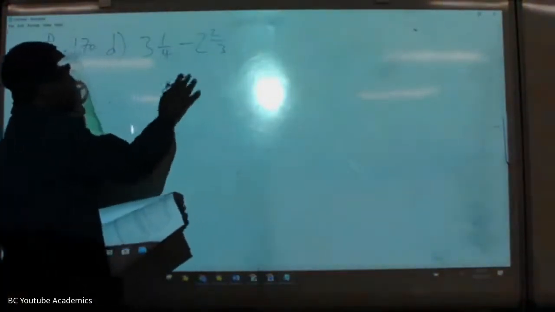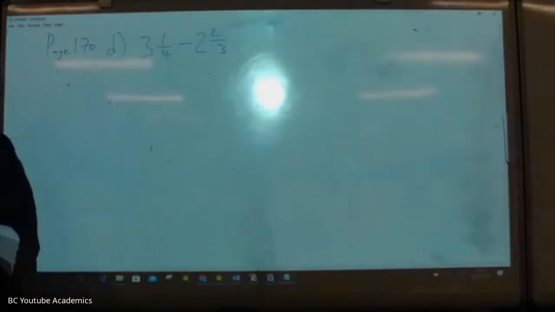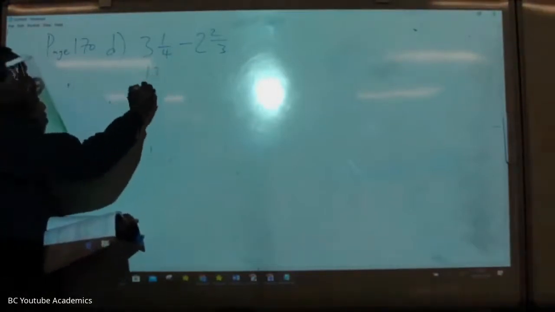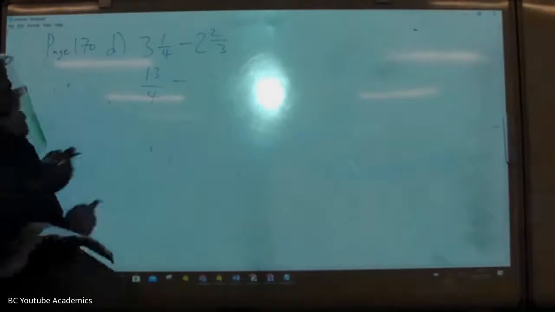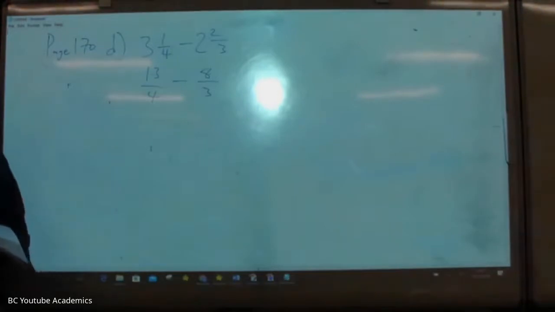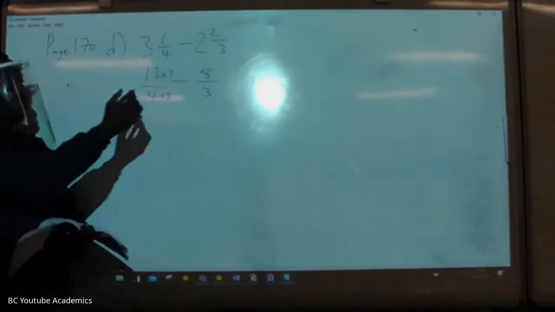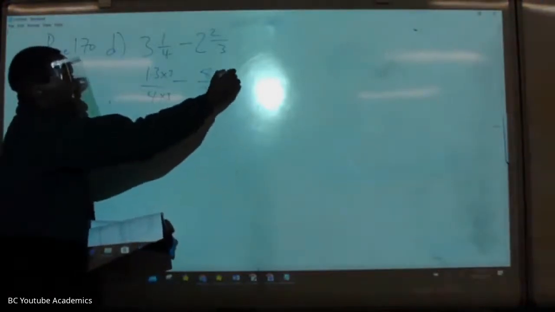So the question is 3 1/4 minus 2 and 2/8. So first things first, we need to convert the mixed numbers to improper fractions. And what does that become? 13 over 4 minus 8 over 6. And remember, we look for our LCD, or our LCM. Now LCM is 12. So we multiply by 3, multiply by 3, and then on the 6, to get to 12, multiply by 2, multiply by 2.